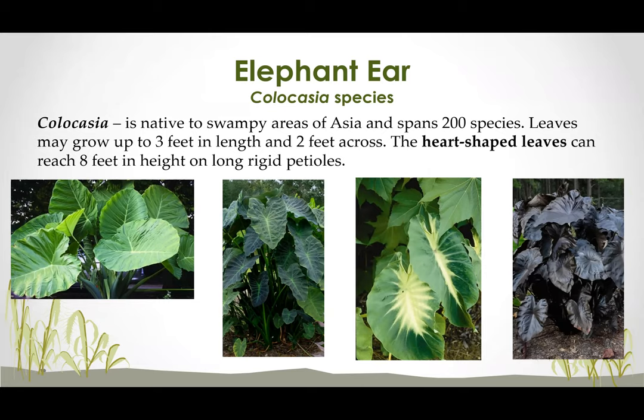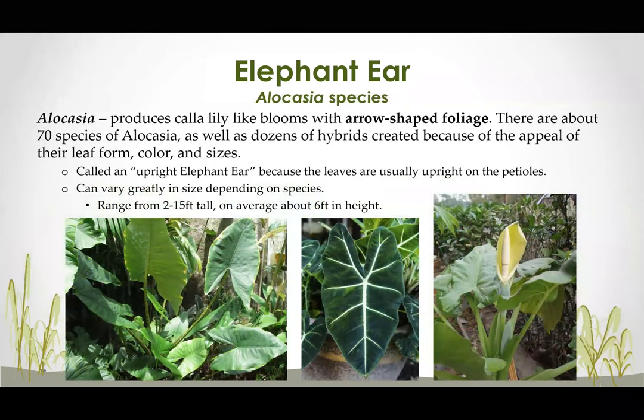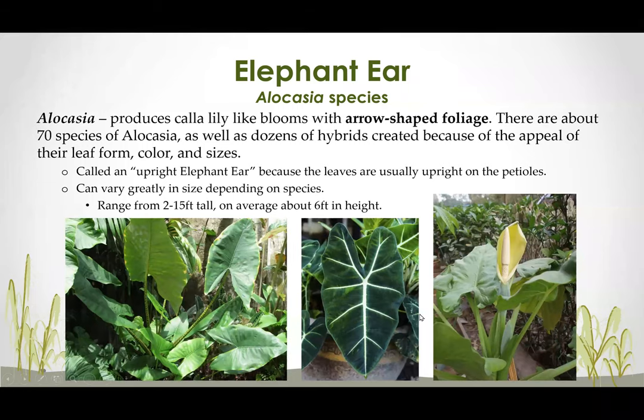on long, rigid petioles. So those are the petioles that I talked about that snap, and that's where you have to be cautious. That's where the irritating fluid is when you're dealing with them. Alocasia, these ones produce calla-like lily blooms, and they tend to have arrow-shaped foliage, and the leaves tend to point upright on the petioles. So they often are called upright elephant ears.